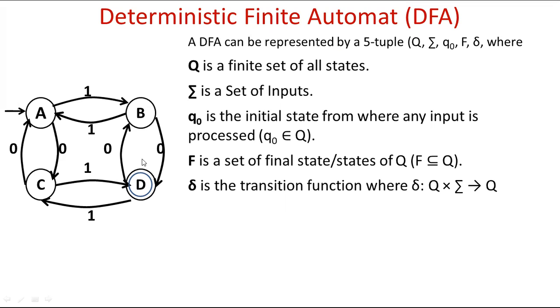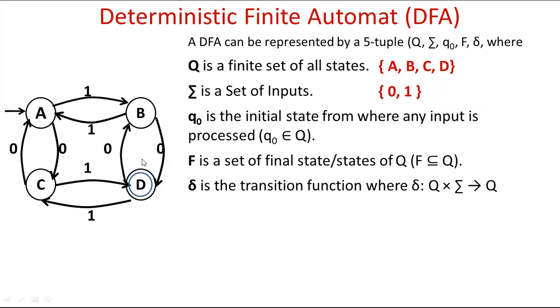Now with this example, let us write the values for the 5 tuples. First, Q. What are the values of Q? Q is the set of all states, which here is A, B, C and D. And what is our sigma? Sigma represents inputs, so here our inputs are 0 and 1.